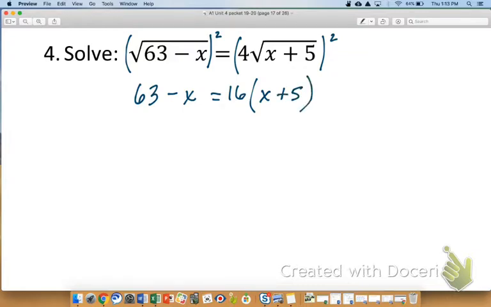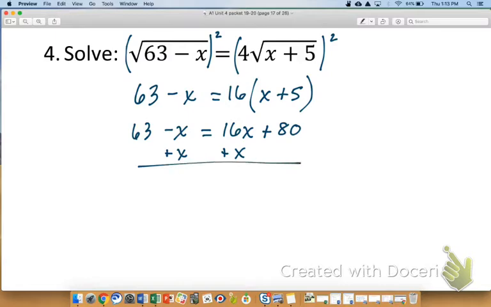Yep, and the next step is going to be a distributive property. So it'd be 63 minus x equals 16x plus 80. I would maybe add x to both sides. So here I'm going to get 63 equals 17x plus 80. It's not looking good because the numbers seem weird, but doesn't it come together pretty nicely at the end? I'm going to subtract the 80.